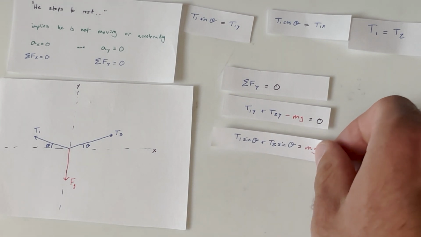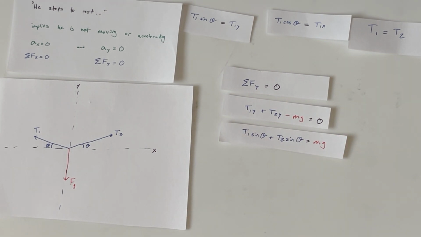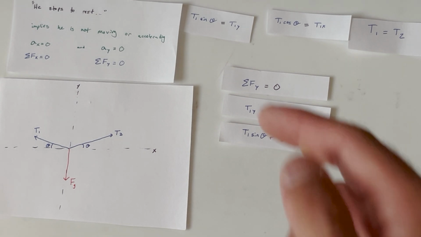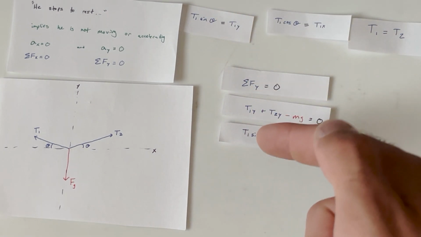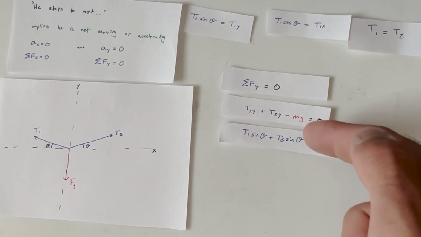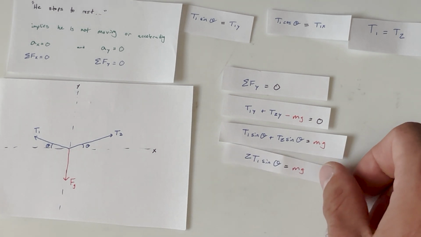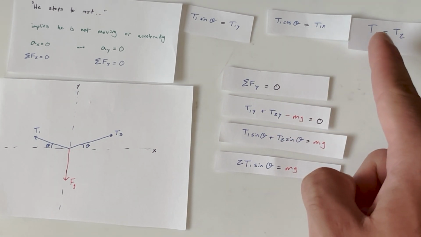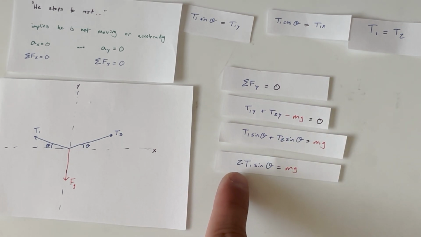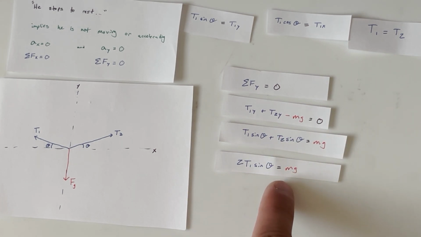Then again, I'm going to insert all these things, doing the exact same steps we did last time. Inserting tension 1y into tension sine, and then moving that mass gravity over. What's going to happen here, again, is that tension 2 is going to become tension 1 because they're equal to each other. And we're going to be left with 2 tension 1 sine of theta is equal to mass gravity.